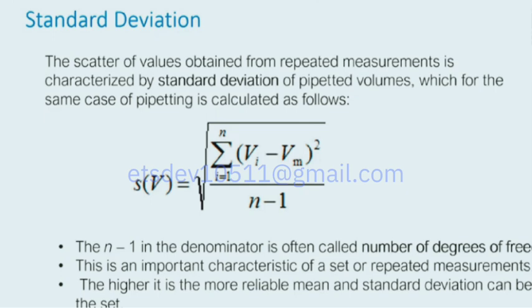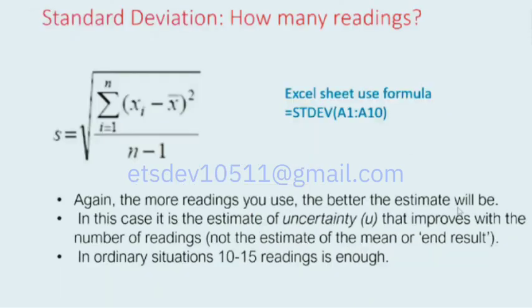And as you increase from 10 to 15 to 20, you will see that the standard deviation will stabilize. So therefore, for standard deviation, it is better to have at least 10 to 15 replicates, especially when you are doing the measurement of uncertainty. So how many readings? As I said, 10 to 15, and the more readings you get, the better estimate you have. Of course, you don't need to remember this.